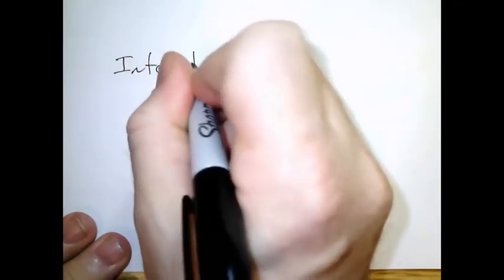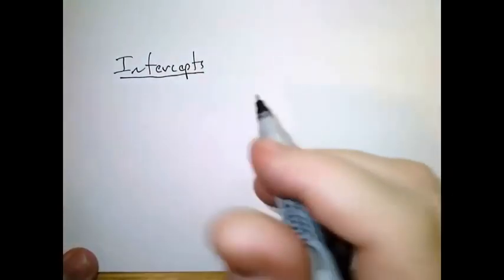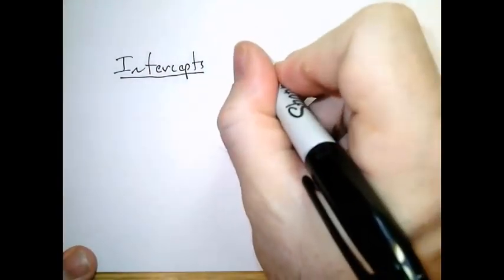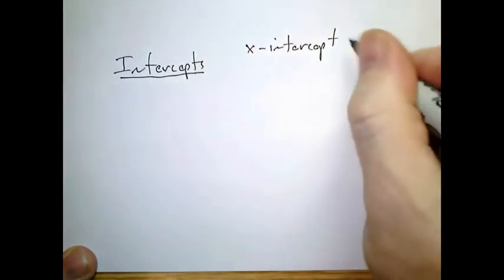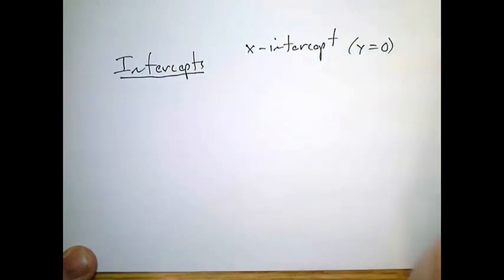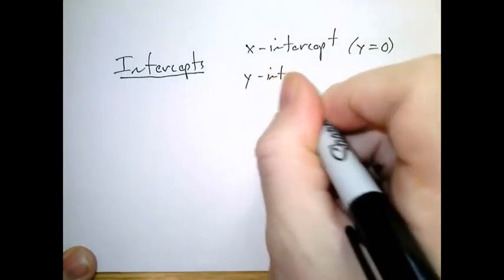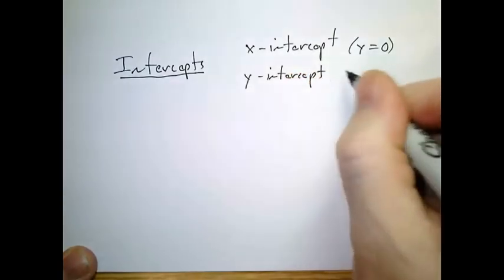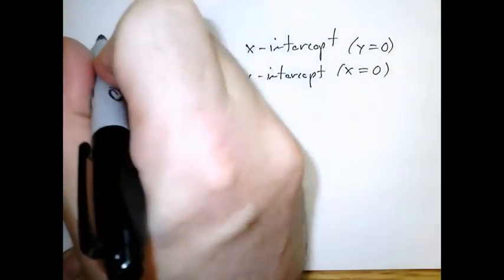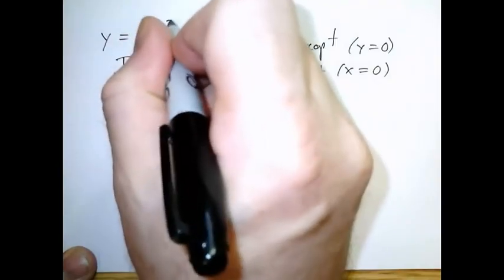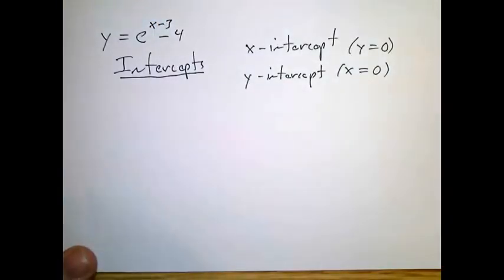And for my intercepts, okay, so what is my x-intercept? Well, this is where y equals 0. We're on the x-axis. My y-intercept is where x is 0, right? And my original function here had y equals e to the x minus 3, minus 4, right?